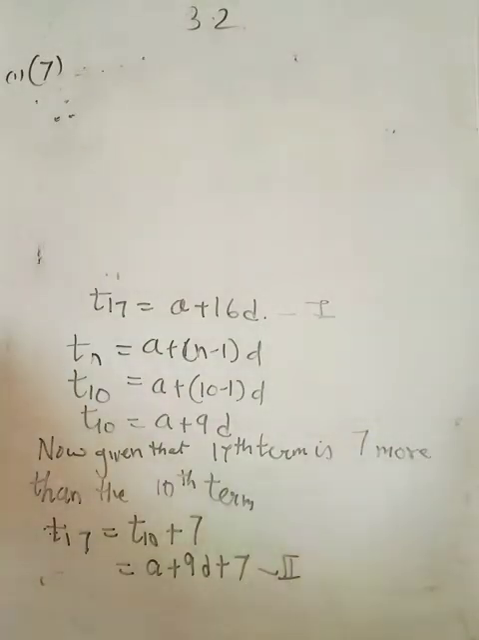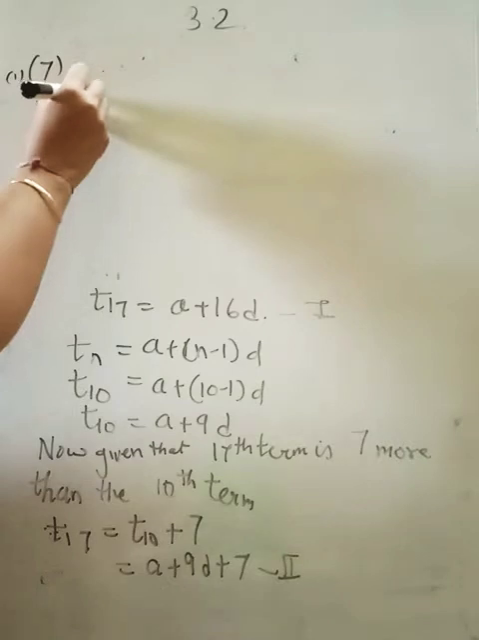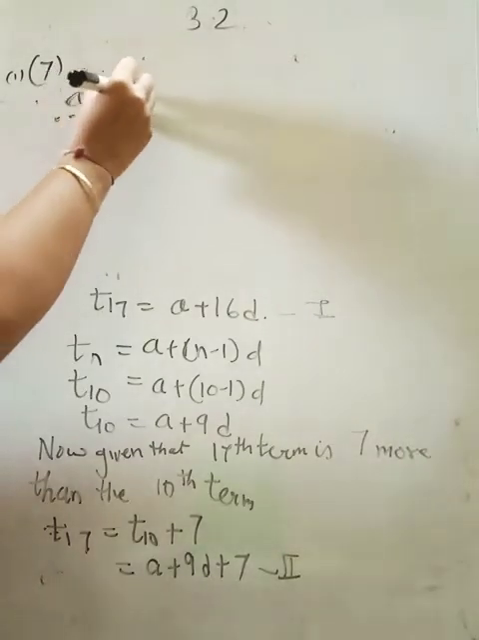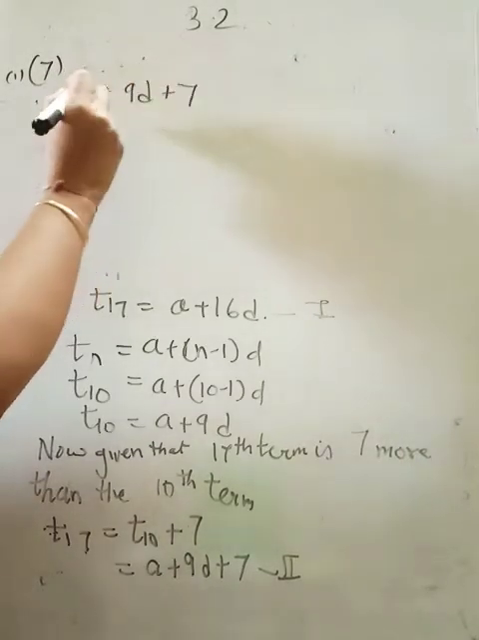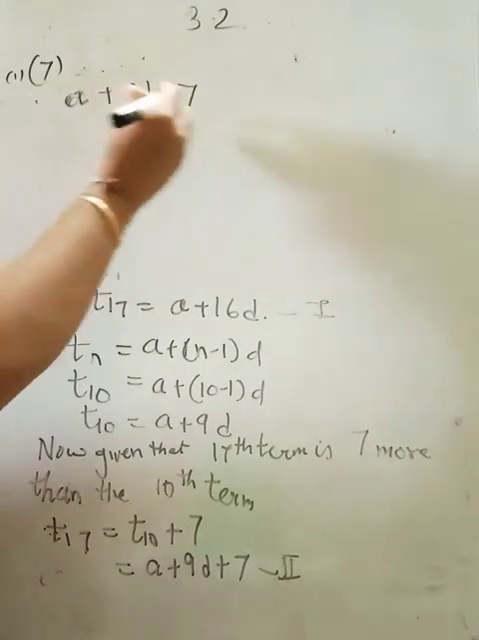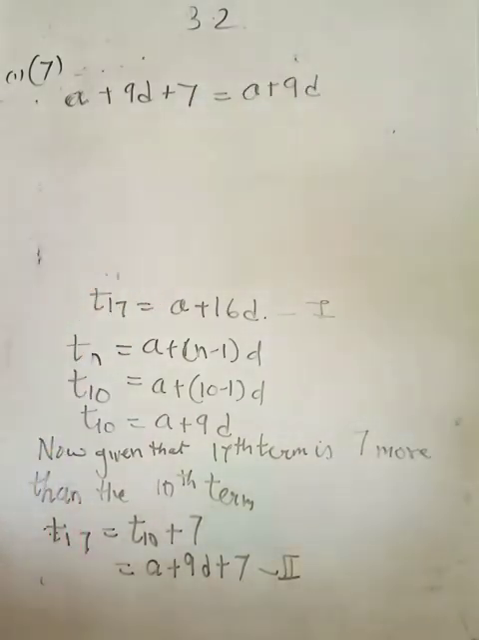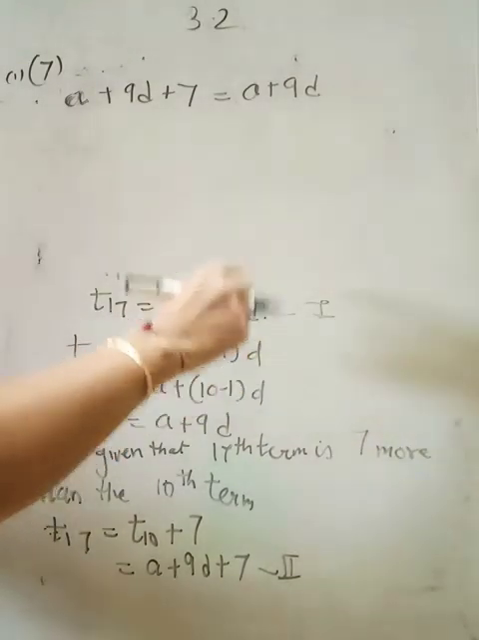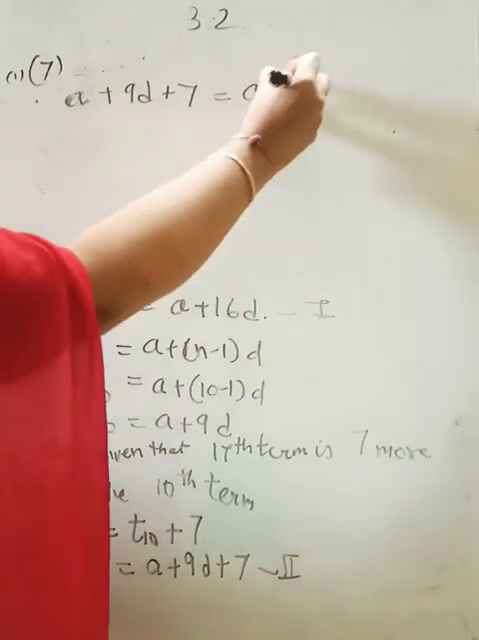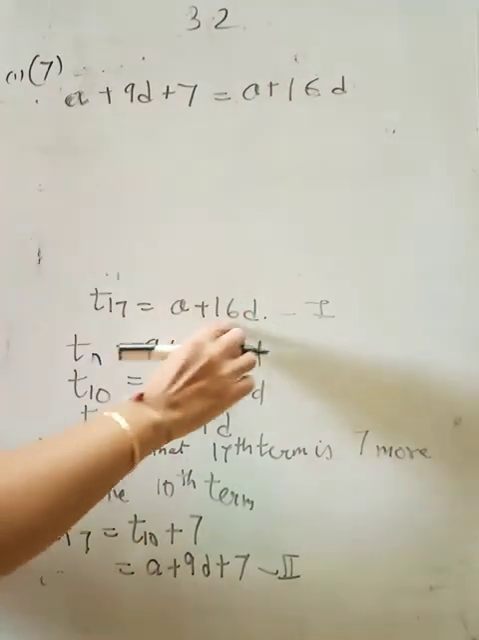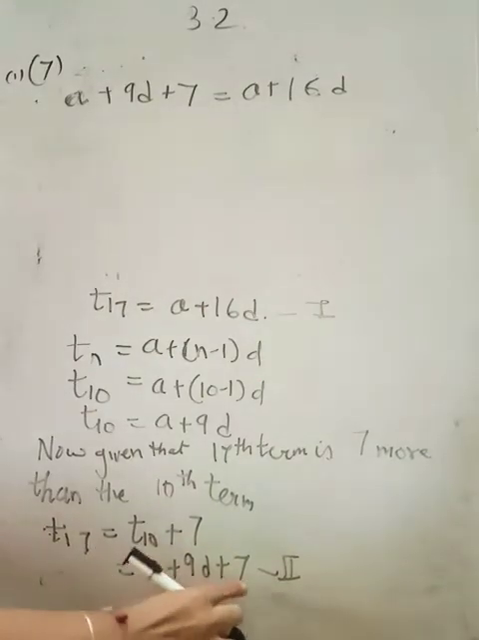Okay, so we have here a plus 9d plus 7. Sorry, here, Miss, how? 16d. Sorry, 16d will come, no, Miss? Yes, 16d. a plus 16d is equal to a plus 9d plus 7. Right?